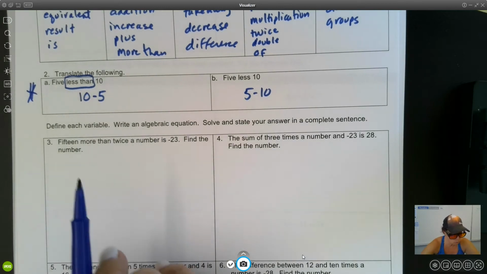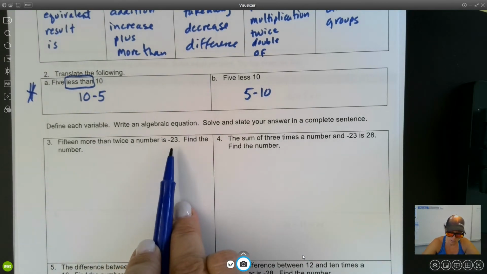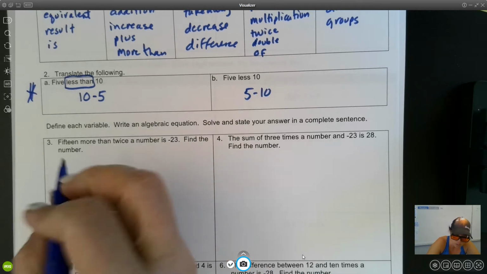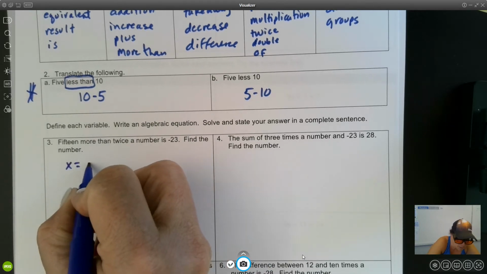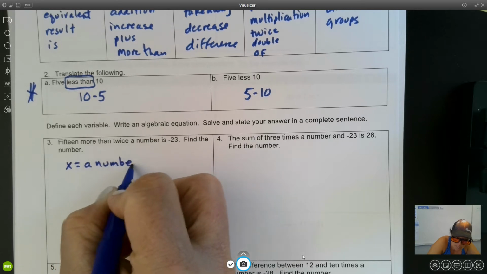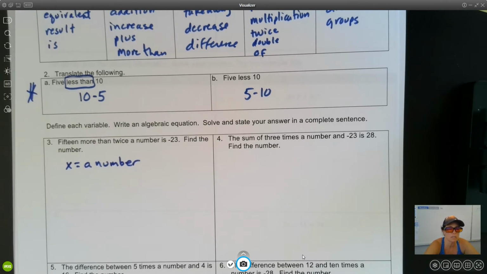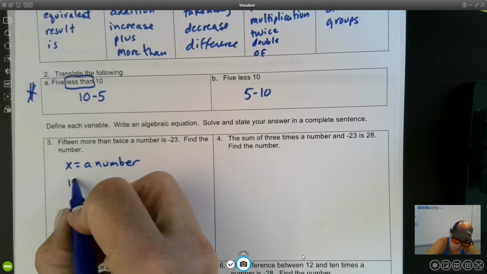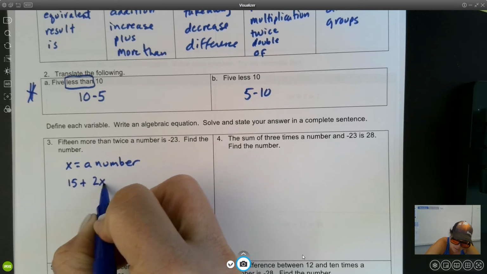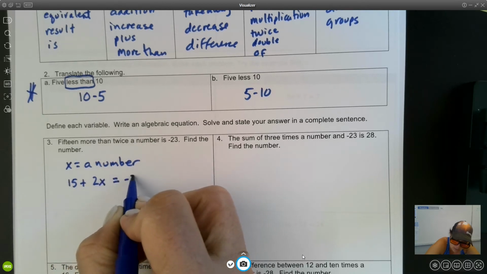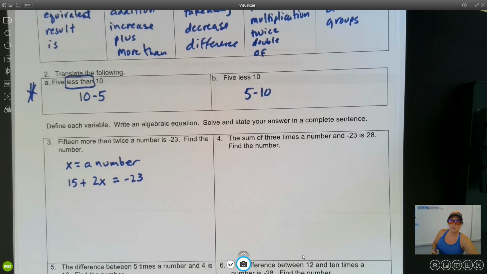All right, 15 more than twice a number is negative 23. Find the number. We're going to define the variable. Aren't we trying to find a number? That's our unknown. Let x equal a number. Now let's build the equation: 15 more than twice a number is negative 23. Once you get there, I think you're home free. It's just a matter of cranking out the solving steps.